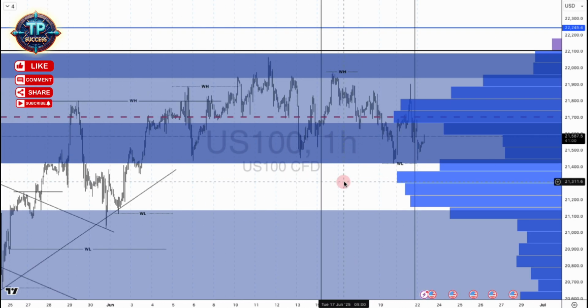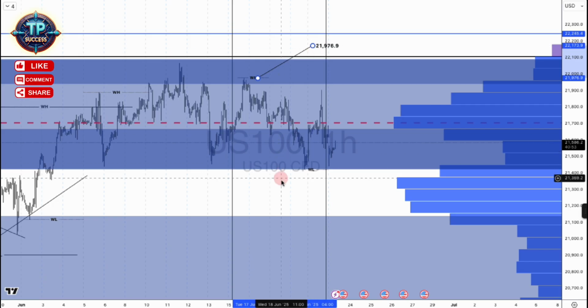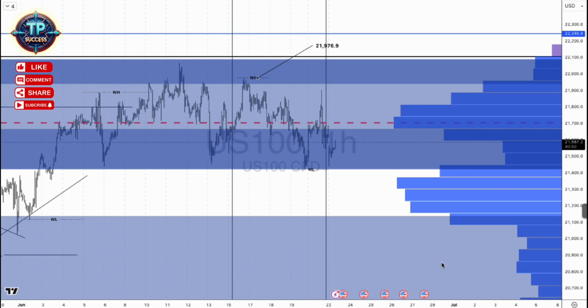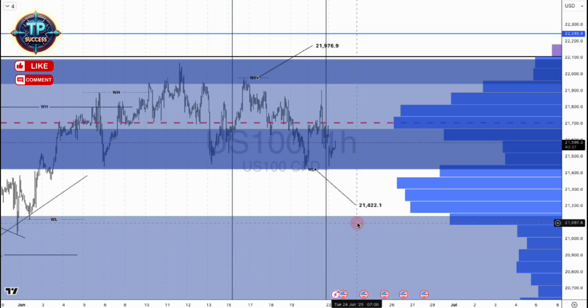Just to get that part out of the way, the rules are as follows. Obviously it does require a little bit of work at these levels to make sure that we don't get it wrong, but the general rule of thumb is this: if the weekly high or the weekly low is taken out, we'll be looking for moves in the corresponding direction. So if the high goes, we're looking for buys. If the low is taken out, we're looking for sells. It's really simple. The levels that we're looking at on the high side is 21,976.9, and on the low side, the weekly low, we're looking at 21,422.1. If any of these levels is taken out, we are looking for moves in the corresponding direction.